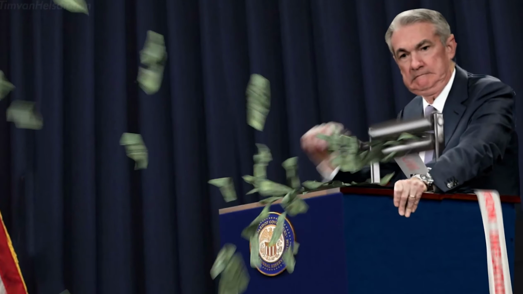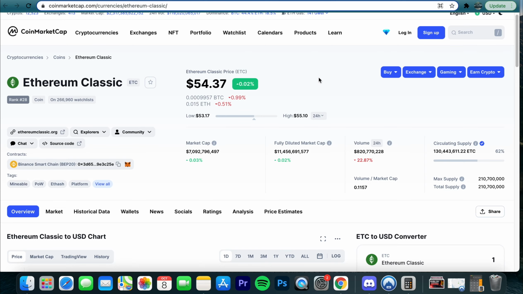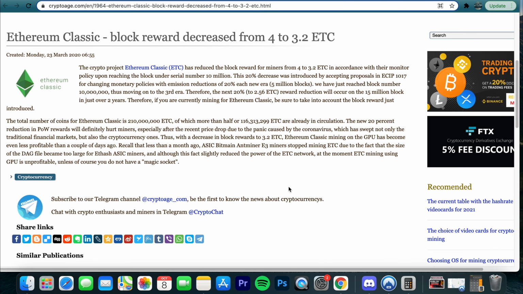This is important due to the reason of inflation. Ethereum Classic eventually will come to a standstill where it can no longer inflate, making it an extremely scarce coin. On top of that, Ethereum Classic receives a 20% block reduction every 5 million blocks, meaning every 2 years, Ethereum Classic becomes more and more scarce.